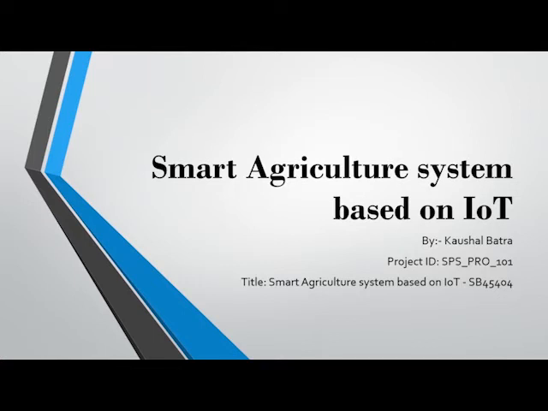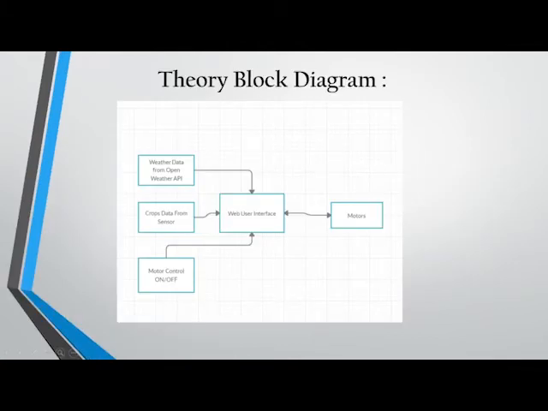What we are doing is taking the web data from the Open Weather API and feeding it to the web user interface. And we are also taking the IoT sensor data, which will be implemented all over the crop. This will give us the temperature, the soil temperature, and the humidity of the soil, which will also be fed into the web user interface. Also, we will be controlling the motors via buttons in the web user interface, switching the motors on and off.